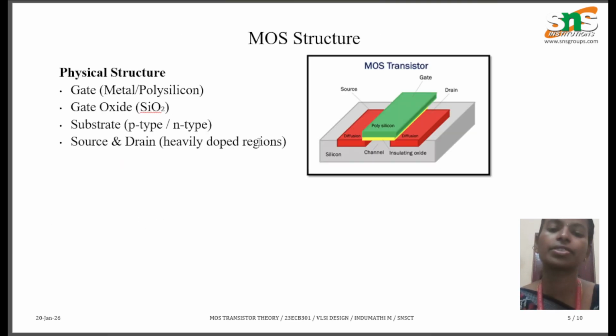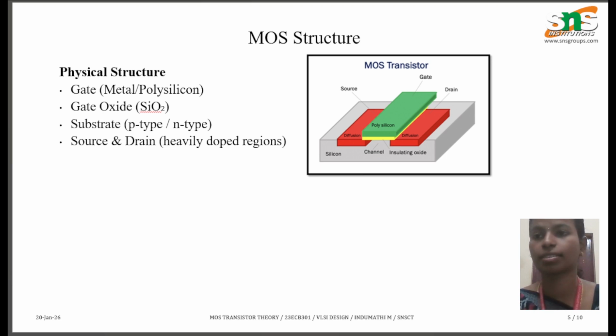This is the physical structure, how it looks. We have the gate, as explained previously. We have the drain, and we have the source as well. And we have a substrate here.